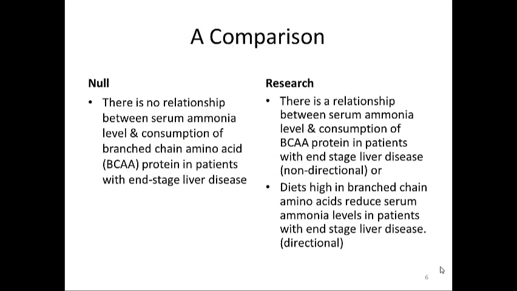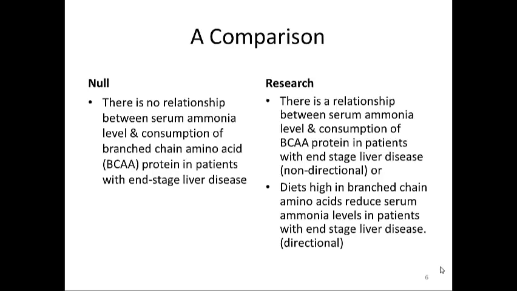The null hypothesis of an observation is there is no relationship between serum ammonia level and consumption of branched-chain amino acid protein in patients with end-stage liver disease. The research hypothesis would be there is a relationship between serum ammonia levels and consumption of branched-chain amino acid proteins in patients with end-stage liver disease. Now this is non-directional, meaning we've not predicted what that relationship might be. In other words, if a person consumes branched-chain amino acids, will their ammonia levels go up or down?